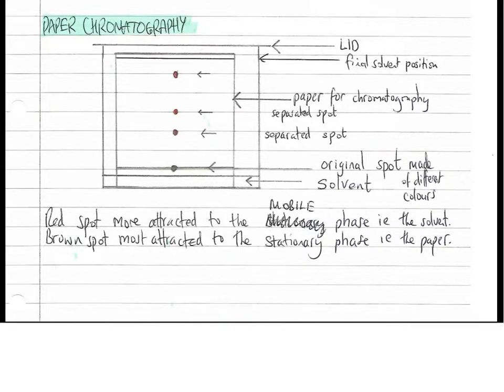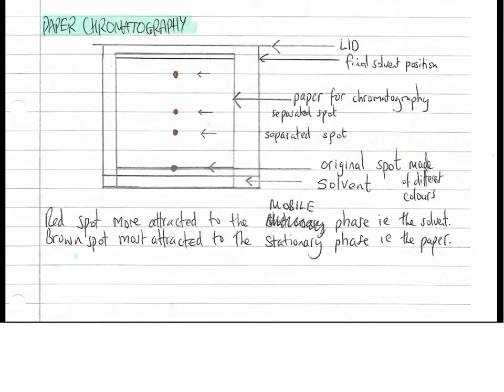They are separated because the dyes within the spot have different solubilities in the mobile phase. Let's say the brown spot has a high affinity for the stationary phase, the paper, so it hooks onto the paper very easily and doesn't travel very far. The red spot, though, travels much further because it has a much greater affinity for the solvent phase, which is moving up the paper.